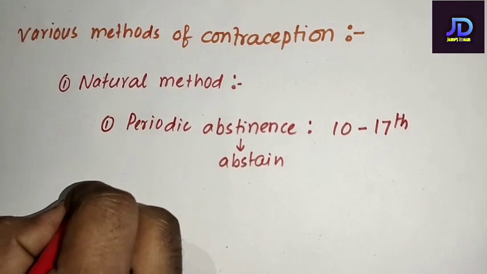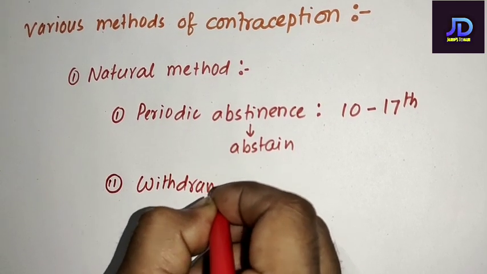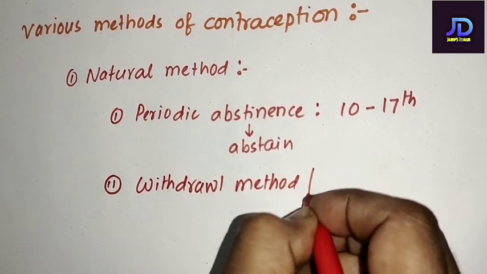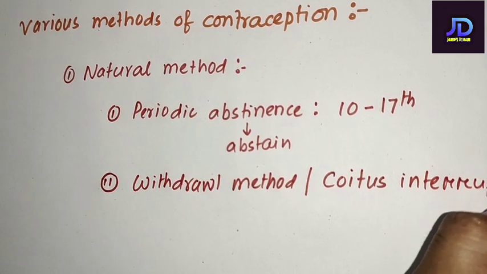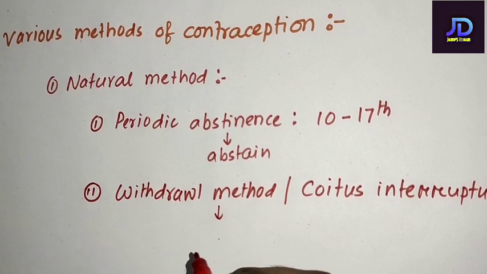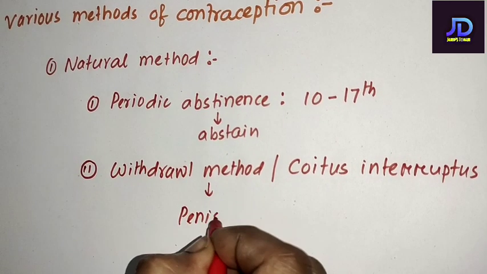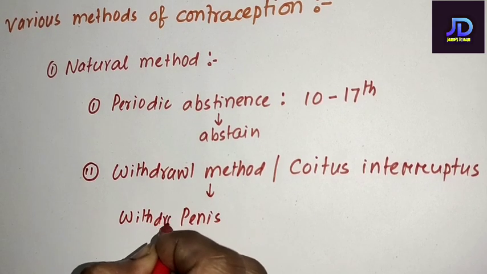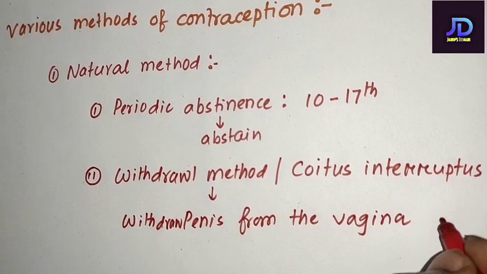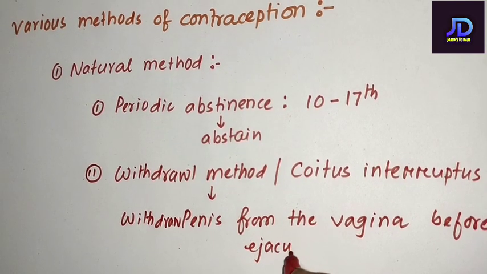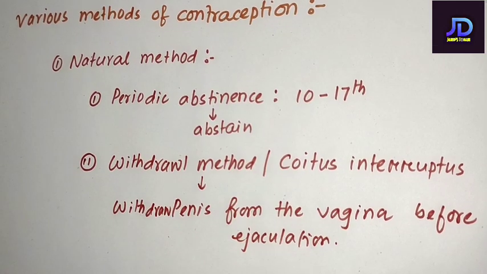The second way under the natural method is the withdrawal method, also called coitus interruptus. It means that during copulation or mating time, the male partner will withdraw his penis from the vagina just before ejaculation. That means the male partner withdraws his penis just before the sperm is released. This is called the withdrawal method or coitus interruptus.